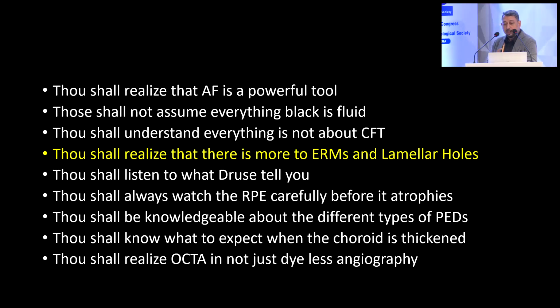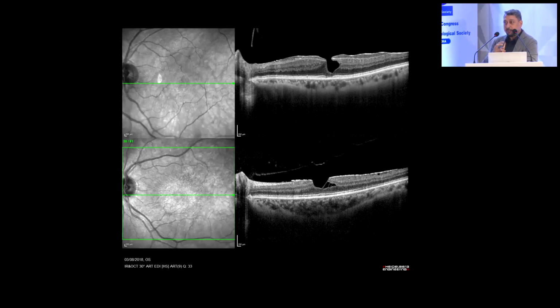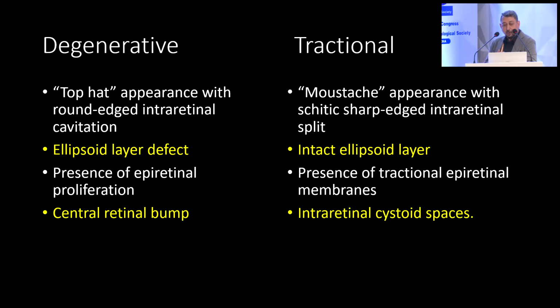There is more to ERMs and macular holes. This is an example of two surface pathologies. On the upper side, you see something called the LHEP, or the lamellar hole epiretinal proliferation. The lower is a tractional hole. So these are two types of lamellar holes. One is degenerative. The degenerative has a different appearance. The deeper layers are affected because it's degenerative, and you see a presence of an epiretinal proliferation, not tractional tissue.